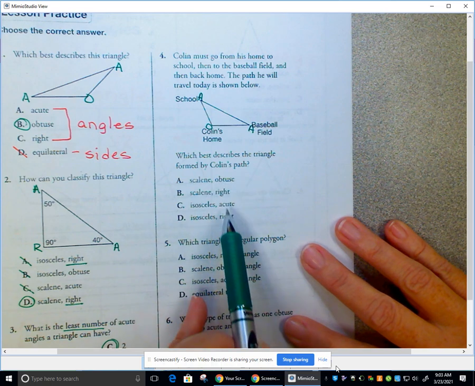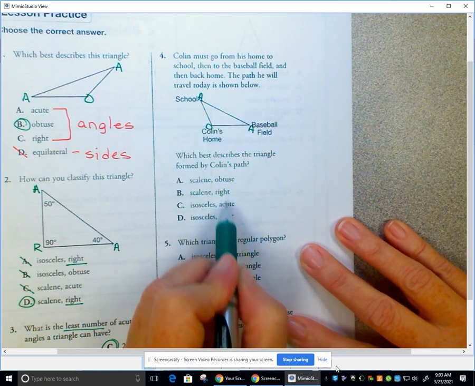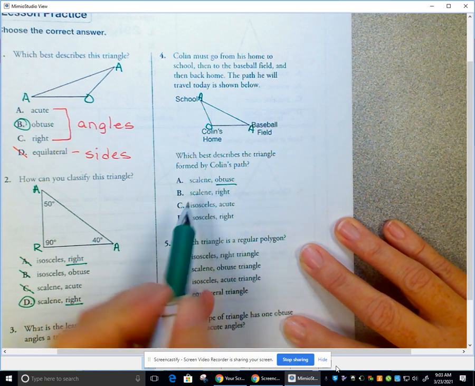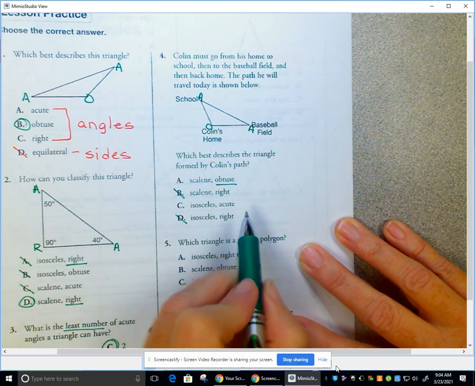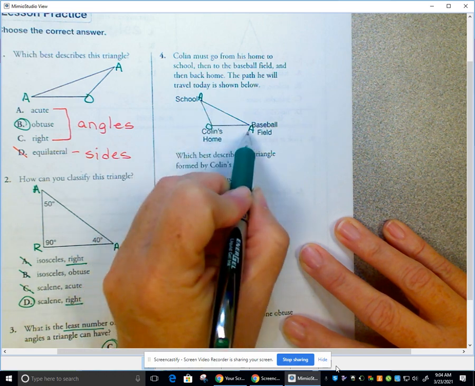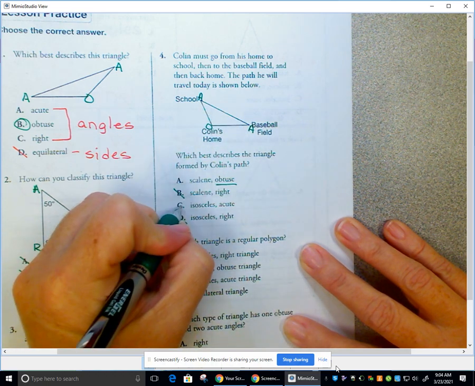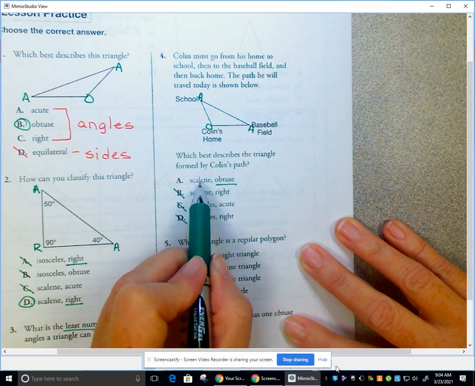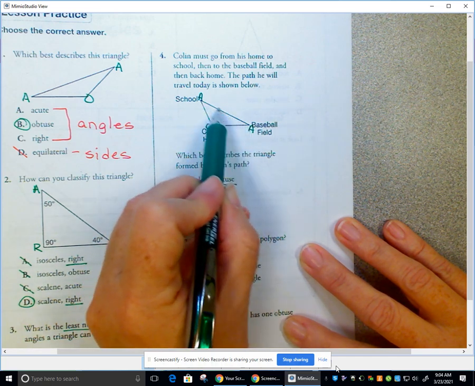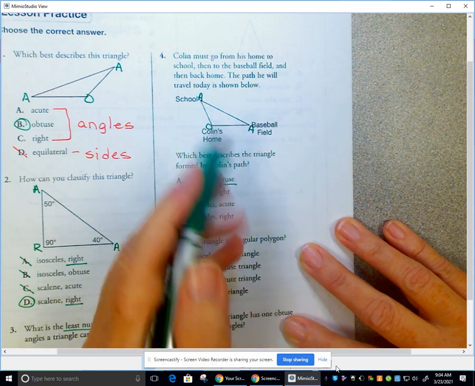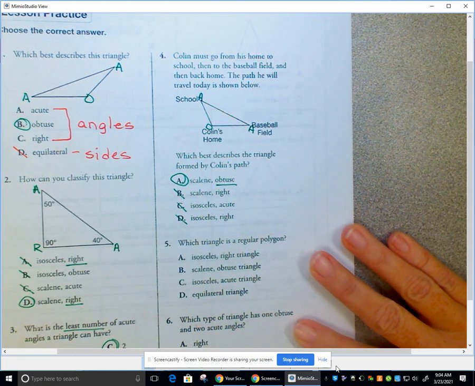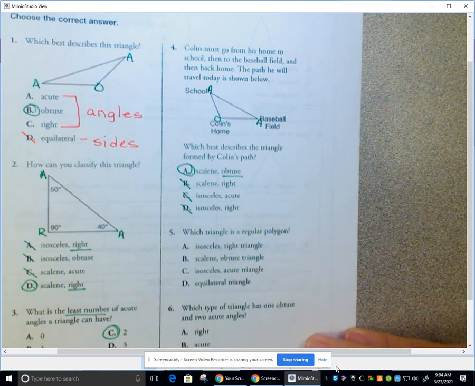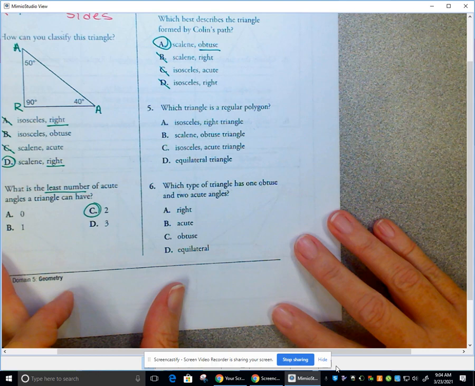So I know this is an obtuse triangle. Look at the angles. The only one calling it obtuse is A. It's not a right triangle, so I can mark out B and D, and it's not acute because all 3 angles aren't acute. So it would have to be a scalene obtuse. Remember, scalene means all of the sides are different lengths, and you can pretty much tell that's the case with this one. So A is right. And I encourage you to pause this and answer it on your own and then play it to check yourself.